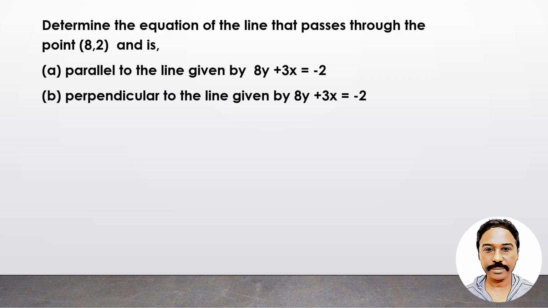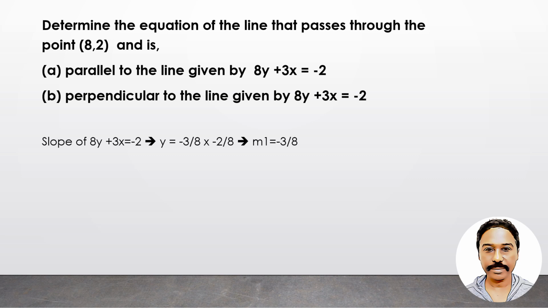So let's start by solving A. When the line is parallel to this line, that means their slopes are equal to each other. So what is the slope from this equation? We take 8y plus 3x equals minus 2. That means y is equal to, we take the minus 3x to the other side, so it's minus 3x minus 2, and everything is divided by 8. So y becomes equal to minus 3 over 8 times x minus 2 over 8, which means the slope of this line is minus 3 divided by 8.